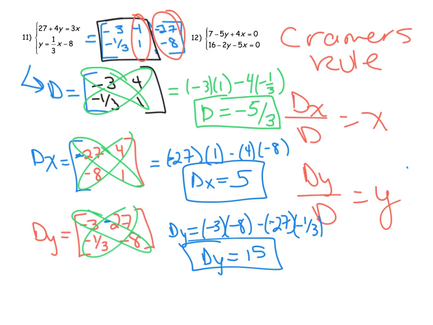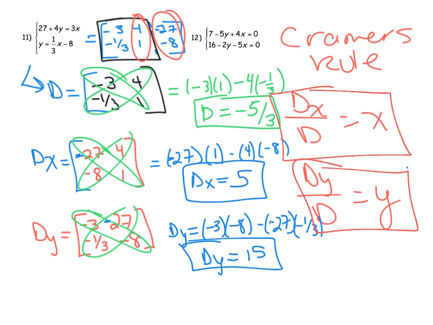So now, guys, we just got to solve for x and y, remembering that formula. Dx over d is x, dy over d is y. So I'll have dx over d is equal to 5 over negative 5/3. So I'm going to do a little keep, change, flip. And I'll end up with negative 3 for x.